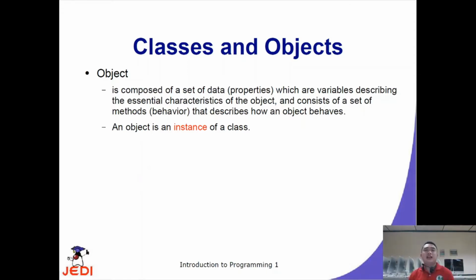So earlier, the car object, the properties there are the color, etc. And then it also consists of methods that describe how the object behaves.